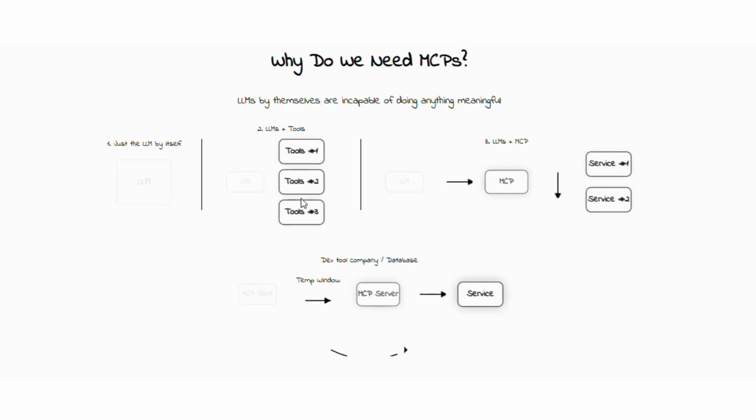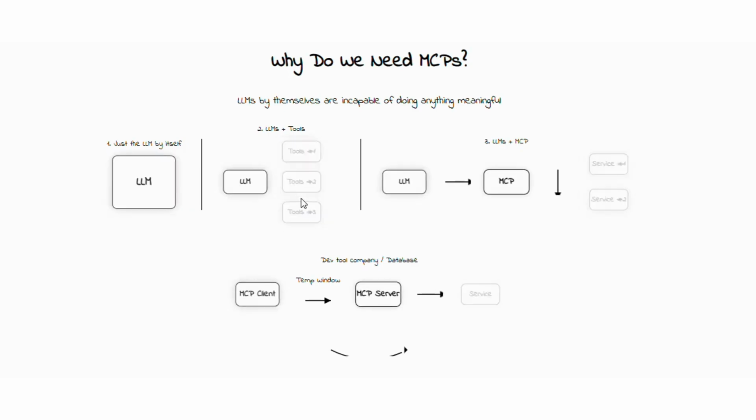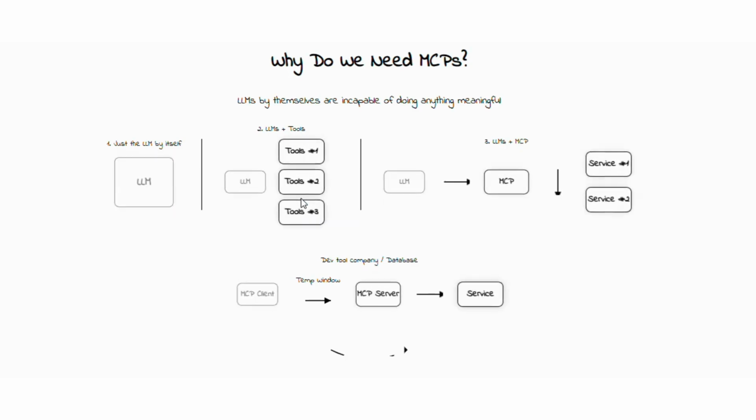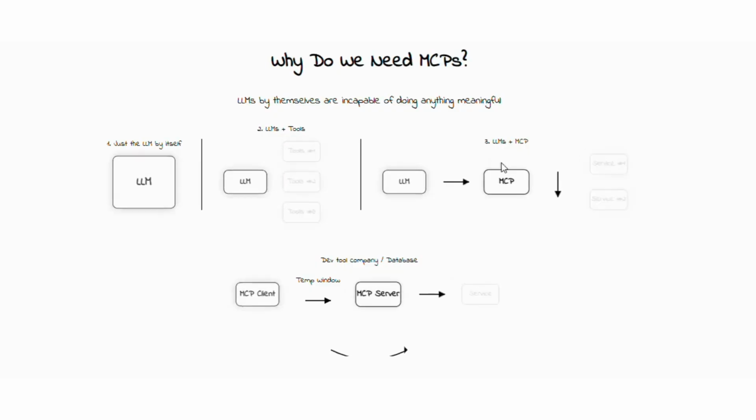This is why building a true Jarvis-level AI is so hard. It's not the AI that's the problem. It's the chaos of connecting everything together. This is where MCP, Model Context Protocol, comes in.